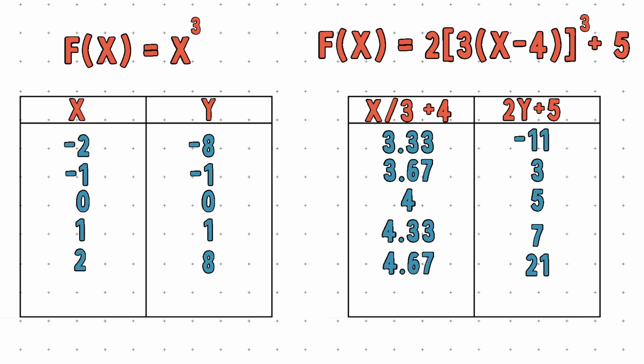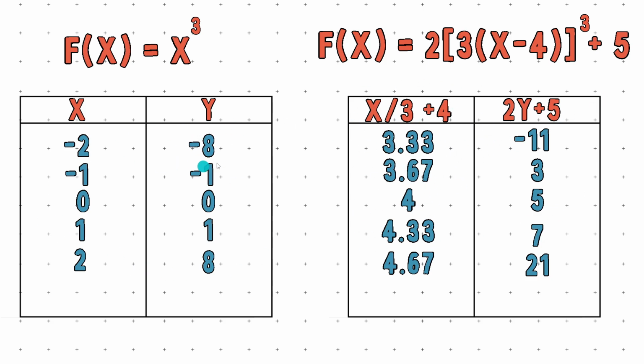And basically what you do in order to get the transformed coordinates is that for the x values, you must divide it by the value of k and add the value of d. For the y values, you must multiply it by the value of a and add the value of c. So if you were to plug negative 2 into this equation over here, you would get 3.33. If you were to plug in negative 1, you'd get 3.67, and you pretty much get the point of where I got all these numbers from.